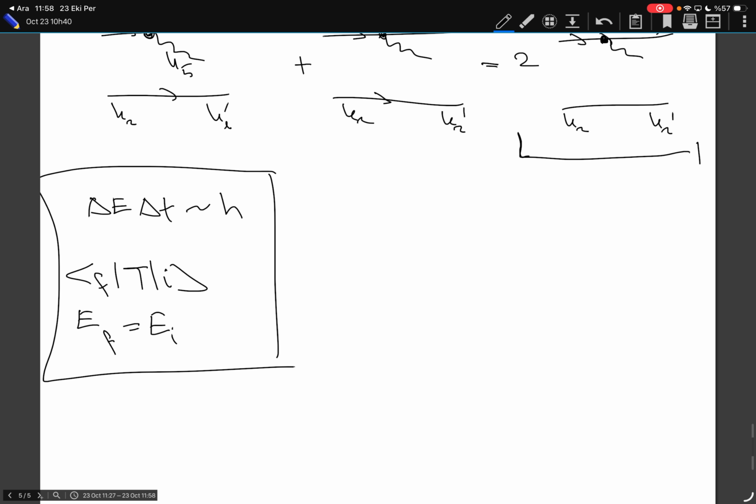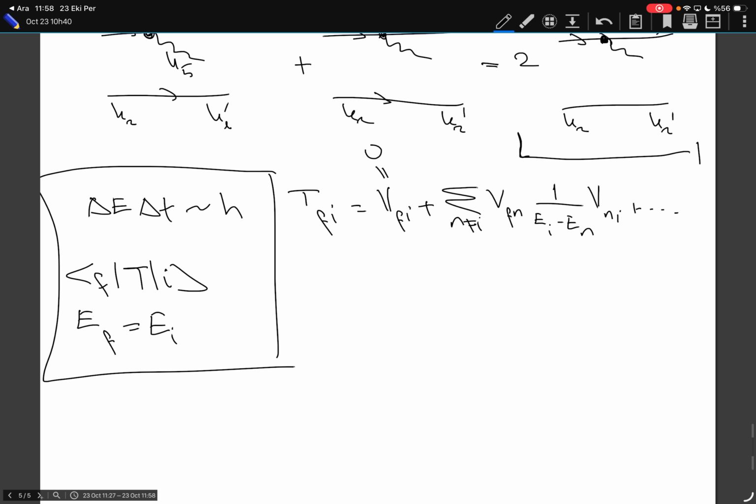Now remember what we were calculating. This is 0. This is what I'm trying to calculate. The first term was already 0. I'm looking at the second term, and I had calculated this one.